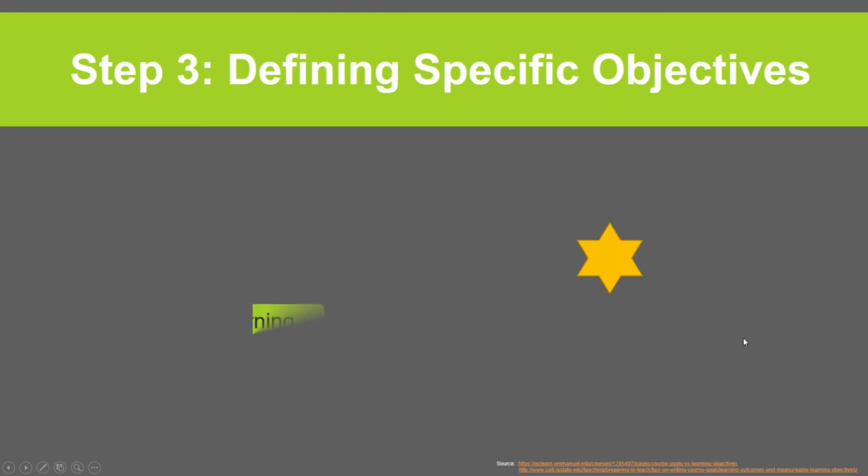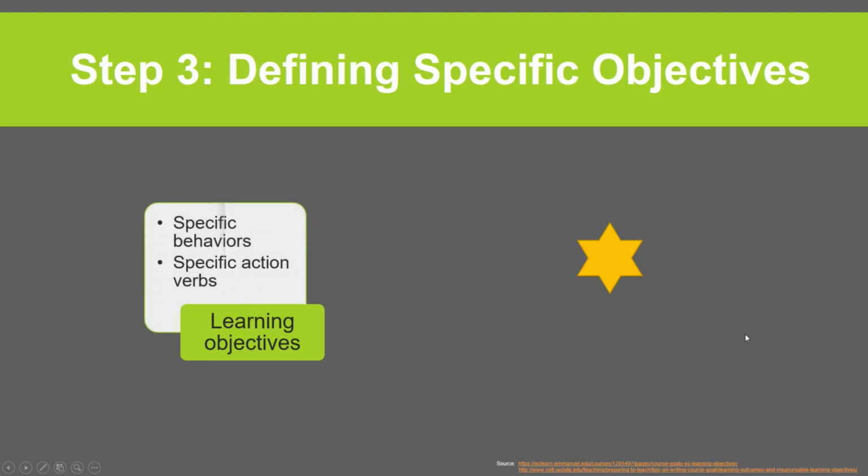We also define specific learning objectives by thinking about the specific behaviors students will do, as well as specific action verbs. So these action verbs are represented by what will students literally be able to do to demonstrate they understand what you were asking them to accomplish.